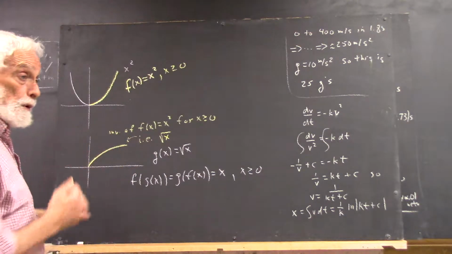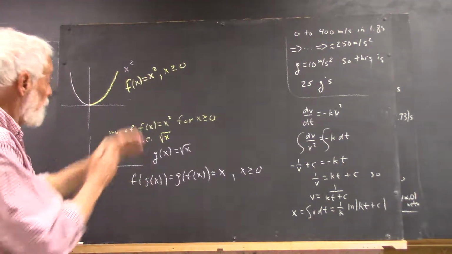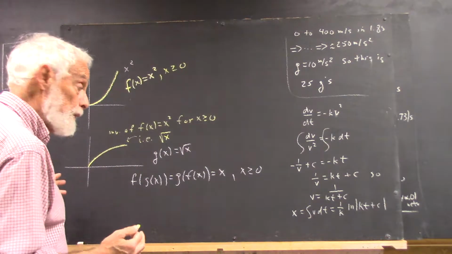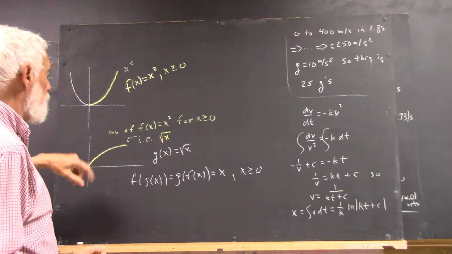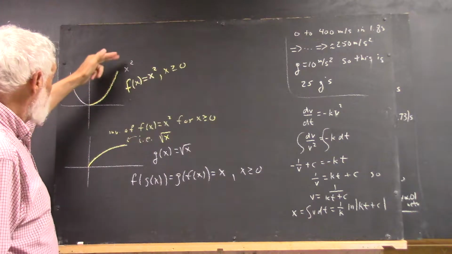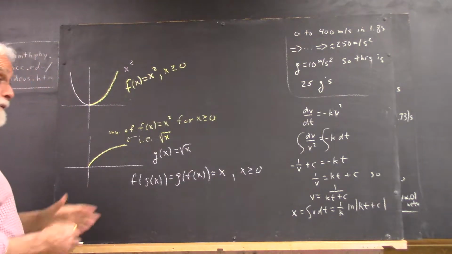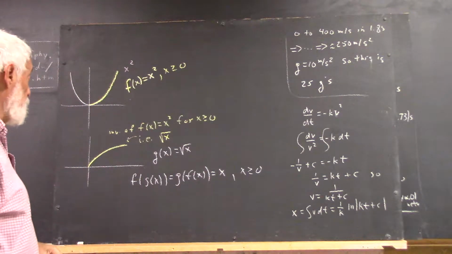We reverse the coordinates, we reverse the columns of our f of x table, and what do we get? We get a table for the inverse function. So if we reverse the x and y here, we get this, and that's not very hard to understand. We understood it when we did it with x cubed.